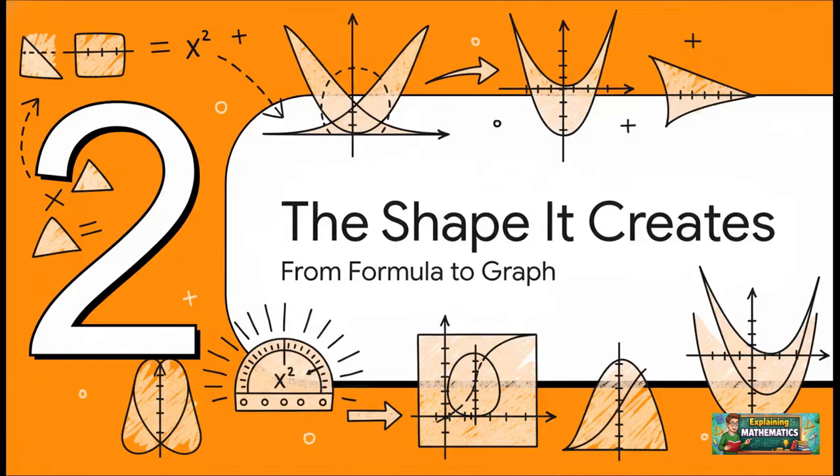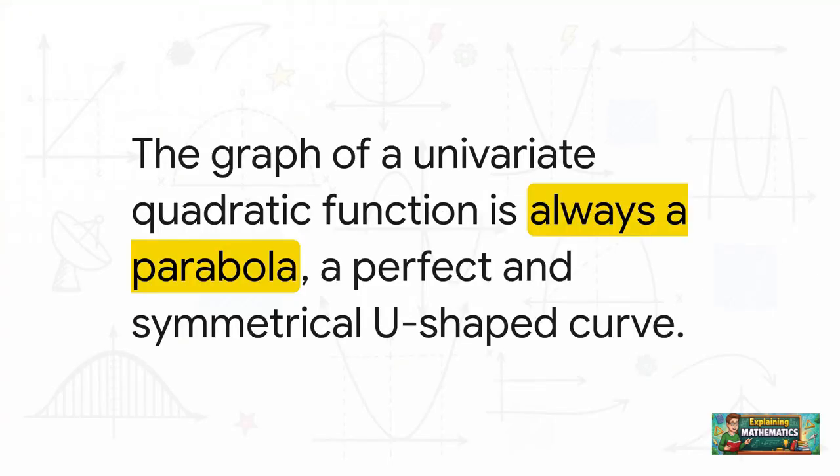Okay, so we've decoded the parts, right? We have a variable we can change, we've got coefficients that act like our tuning dials, and we have that squared term giving it all its power. So what happens when we plot all the possible results on a graph? You get this perfect symmetrical U shape called a parabola. This is the visual signature of every single quadratic function. All those numbers and symbols, they all work together to create this one single elegant curve.